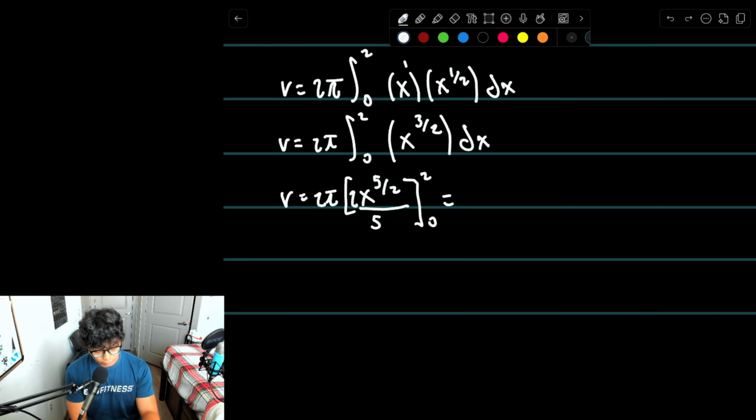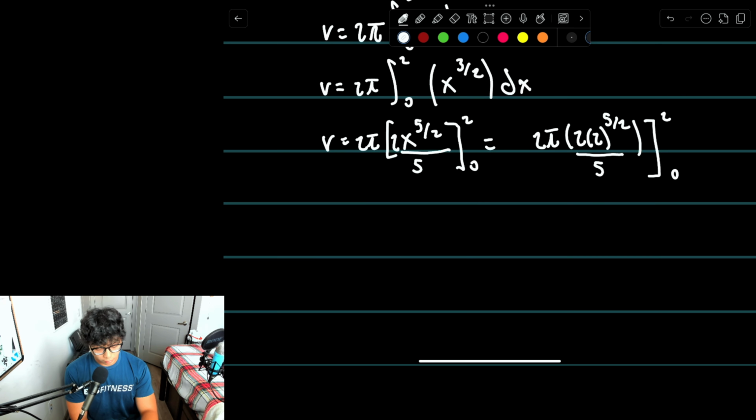And when we plug in our 2, it ends up becoming 2 pi times 2 to the 5/2 over 5. And then our answer ends up becoming 16 pi times the square root of 2 over 5.